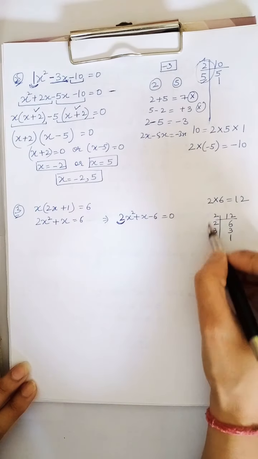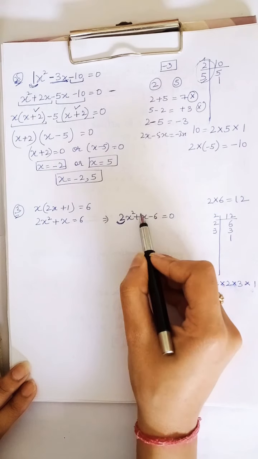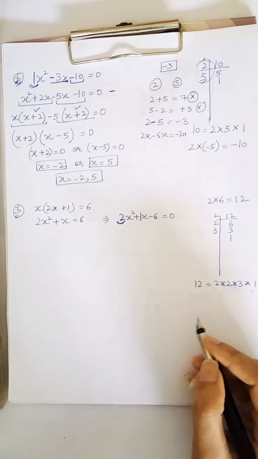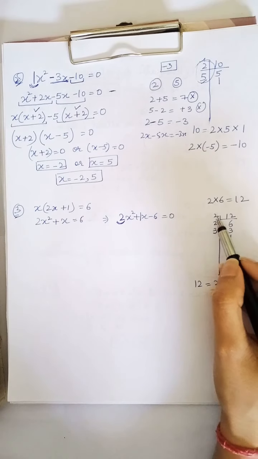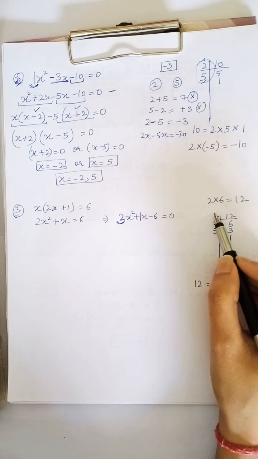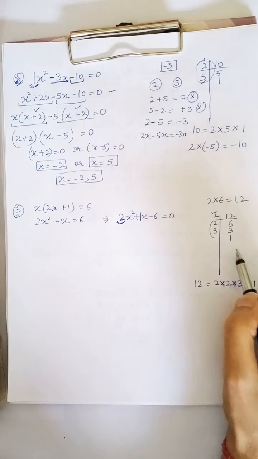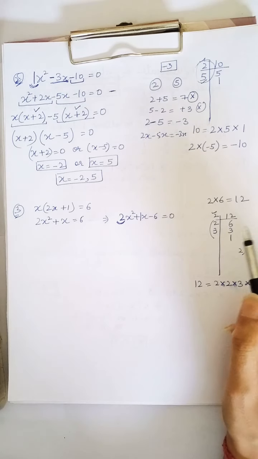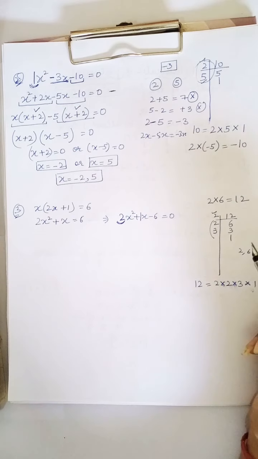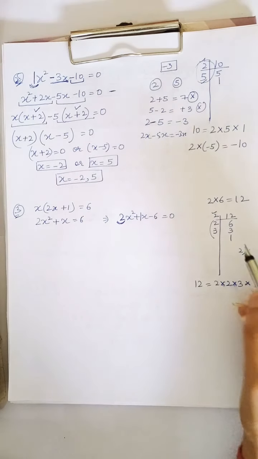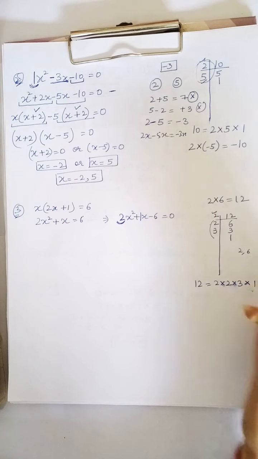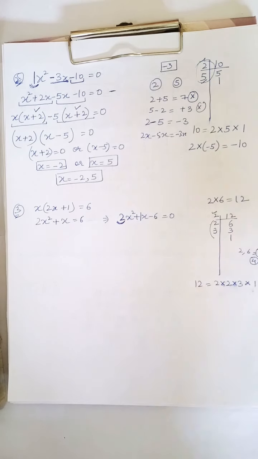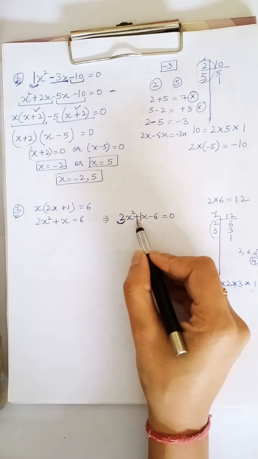Now with the help of these factors we will make the middle term, here it is 1, we will make 1. How? Now see, if I say 2 and 6, all the factors will be utilized. Keep this in mind, all the factors will be utilized in making the middle term. If I take 2 and 6, then after adding we get 8, and after subtracting we get 4 or minus 4. But we want 1.